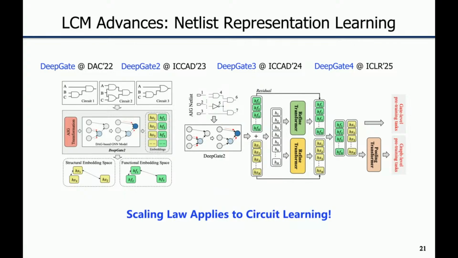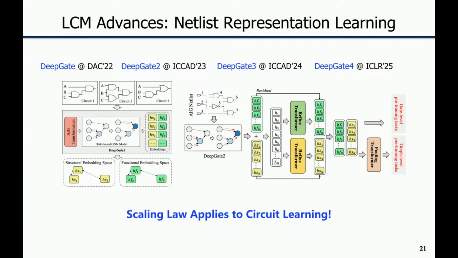So in the next few slides, I'll go through a few advancements of our large circuit model. But I'm not going to go into the very technical details, because there's simply not sufficient time, right? The point is, as mentioned earlier, we try to learn the representation from every stage. We start with learning the netlist, because that bridges the front-end design and the back-end design. We did a serious work called DeepGate to learn the circuit netlist.